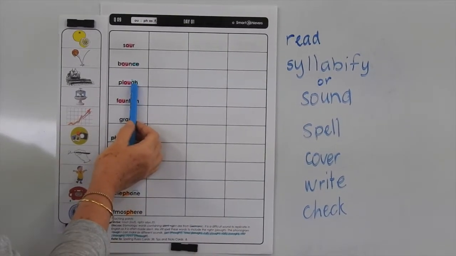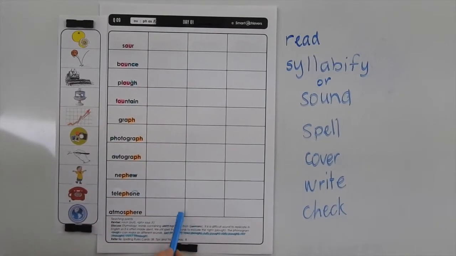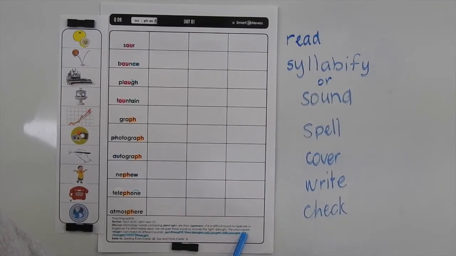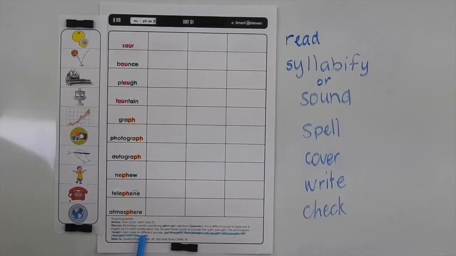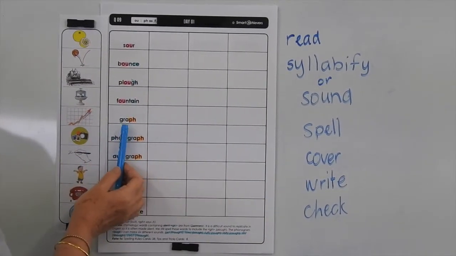Now, the OUGH is a very interesting phonogram because it can make 6 different sounds. There aren't a lot of words that make each of those sounds, but they are common. So we've got where it can make the OR sound as in thought, the O sound as in bought, the UF sound as in rough, the OFF sound as in cough, the long O sound as in though, and the OO sound as in through. So just be aware of that. And it's a very important one for you to learn because those words are so common.